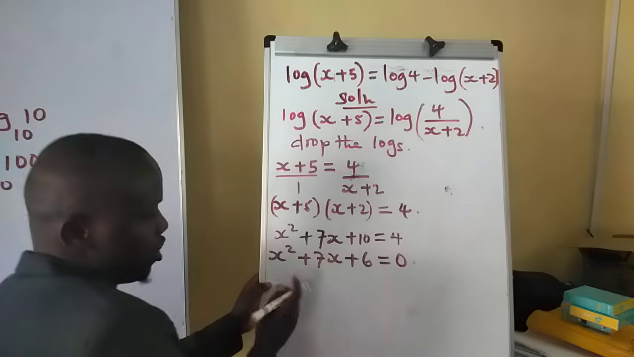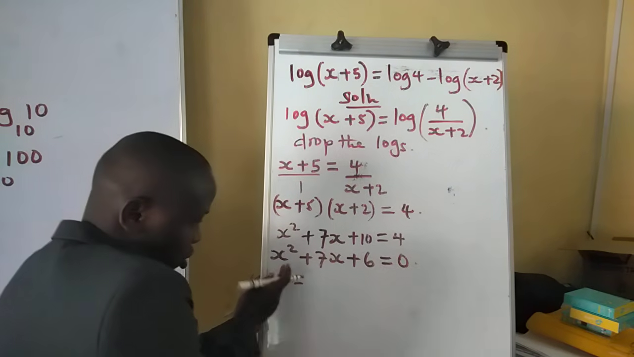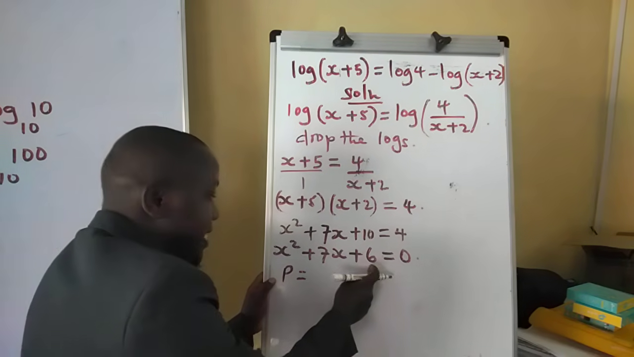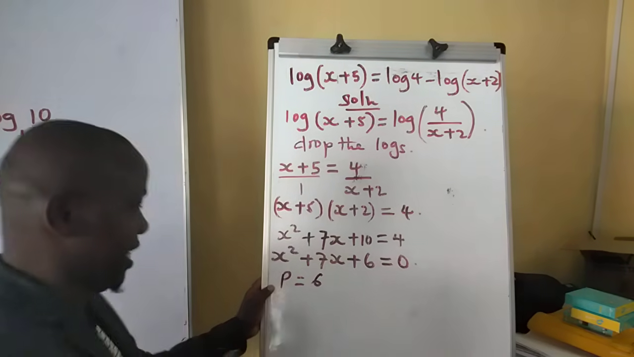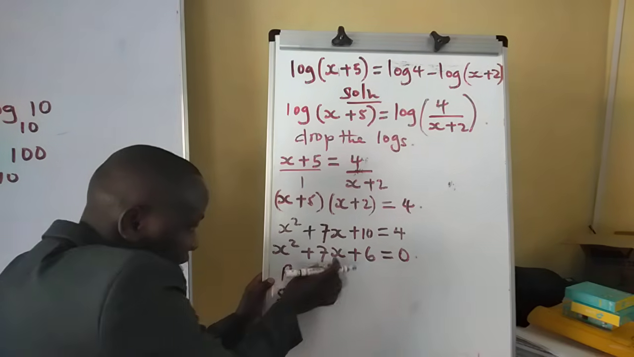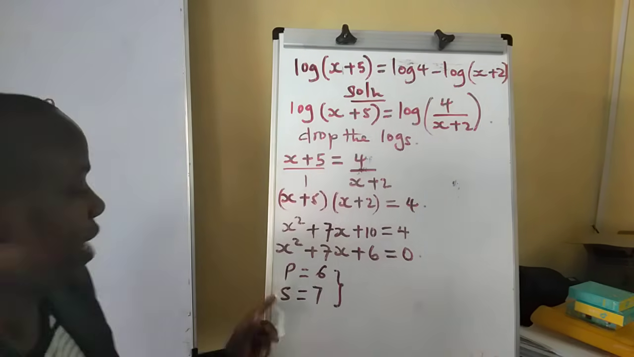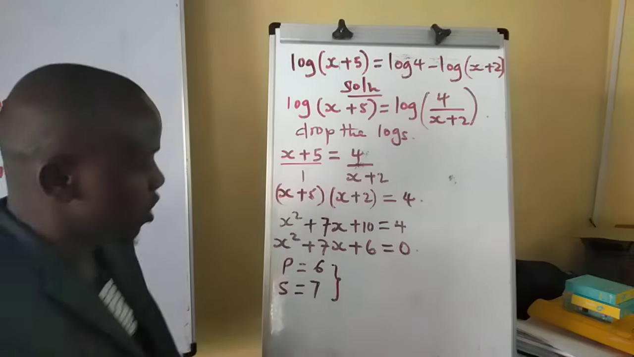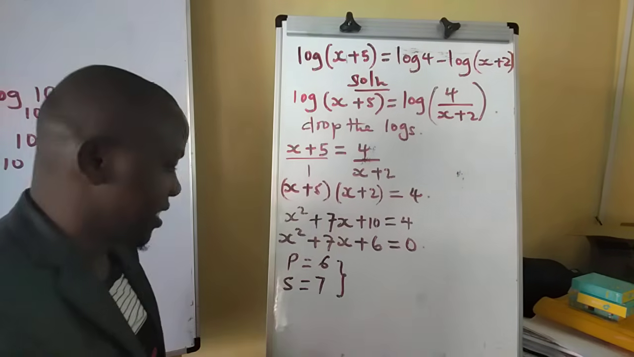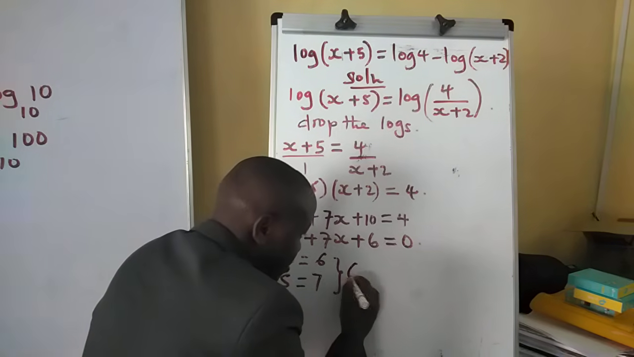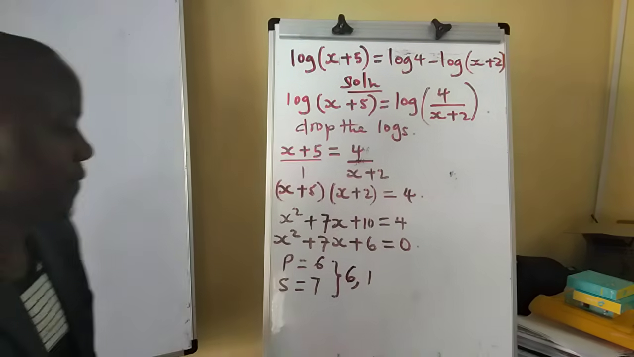Therefore, to solve this, you get the product of the coefficient of a, which here is 1, and the coefficient of c, which is 6. Therefore, the product will be 6 and the sum will be the value of b, which is 7. So you get two factors which when you multiply, they give you 6, and when you sum up, they give you 7. And the two factors are 6 and 1.